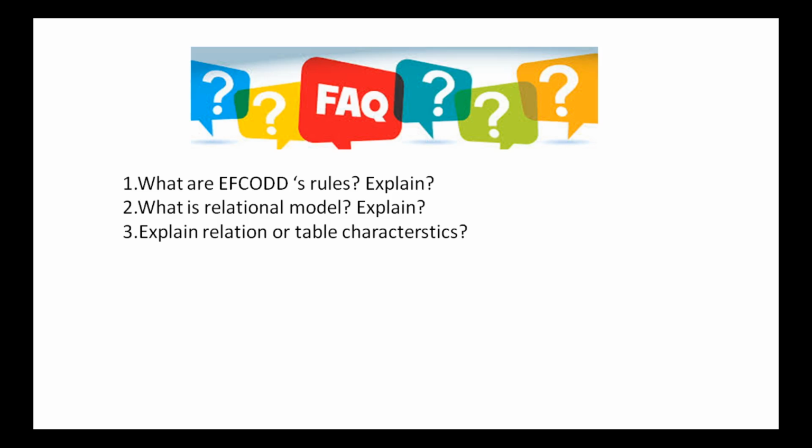Coming to frequently asked questions: What are the E.F. Codd rules? Explain. This is a 5 marks question, an essay question, and a very important question. Next, what is the relational model? Explain. Then you can write all the introduction and the concepts also. Third, explain relation or table characteristics. This is a 5 marks question and it is very important.